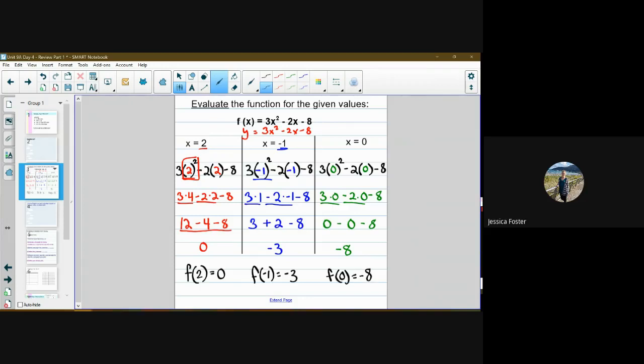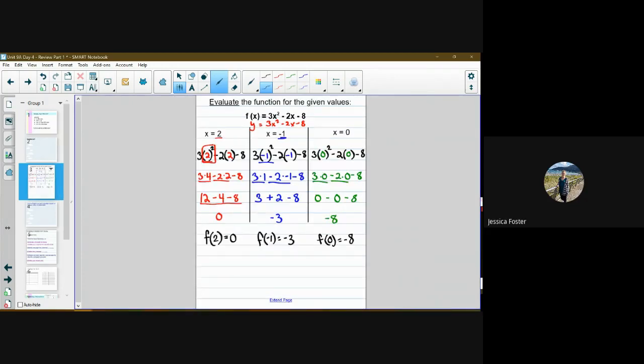Now, if we wanted to write these as ordered pairs, like what we'd be using for standard form, then you just write your x value, comma, your y value. Your input is your x value, your output is your y value. So when we put in 2, we got out 0. So I have the point (2, 0).